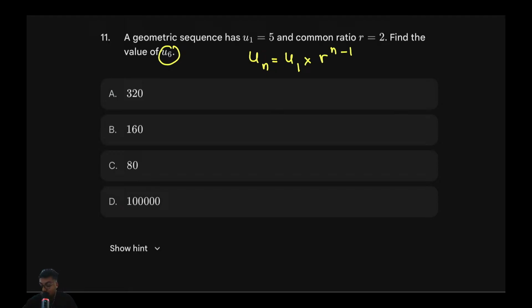And we are supposed to find u6. It's going to be u1 times r^5. So it's going to be 5 times 2 to the power of 5. It's going to be 5 times what? 32. So 160. So the answer is B. Okay.